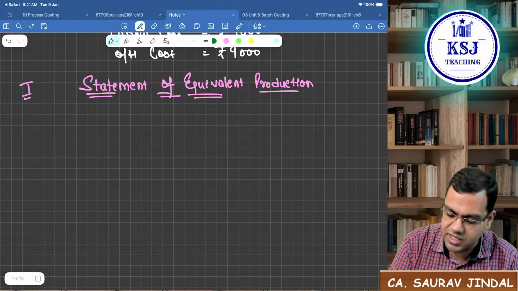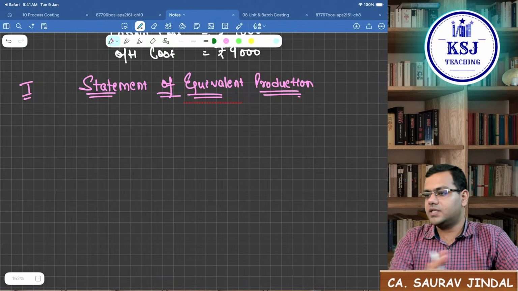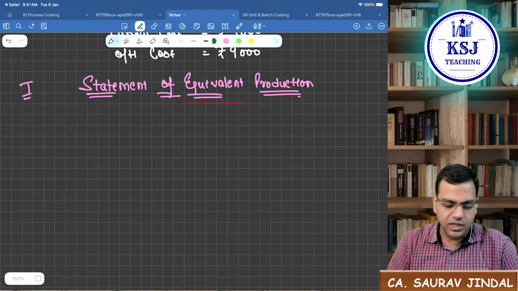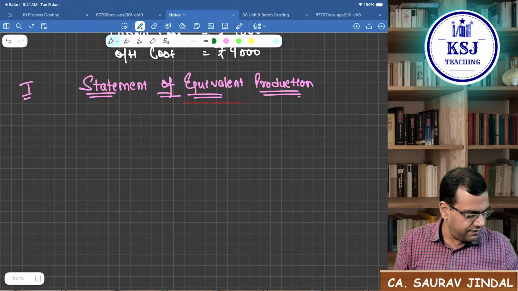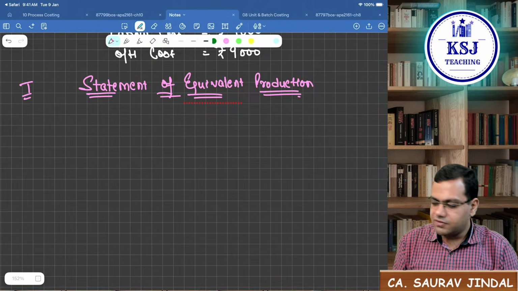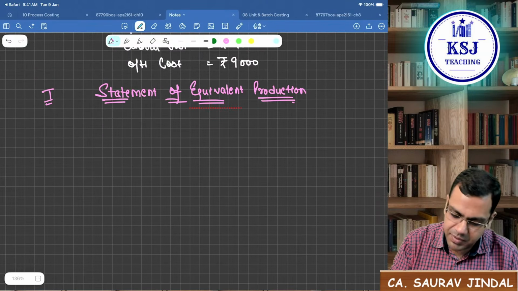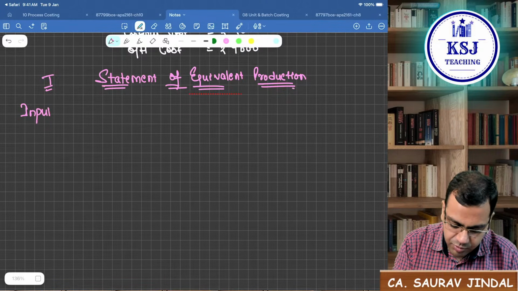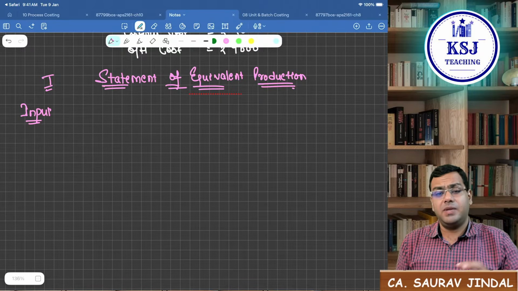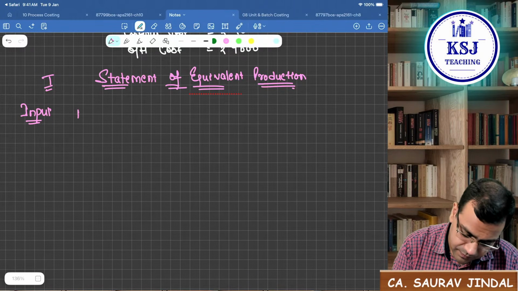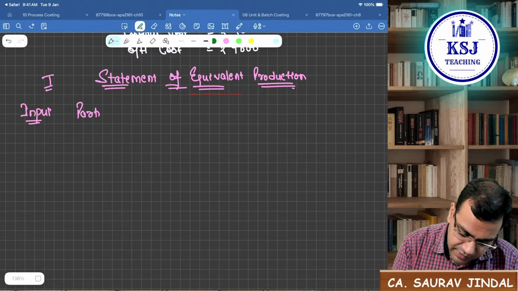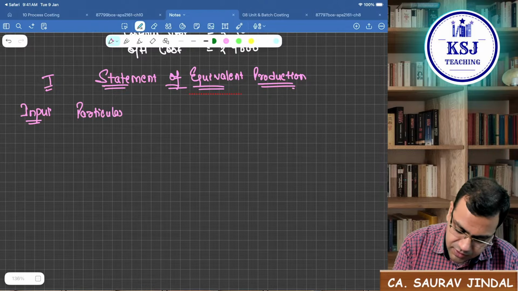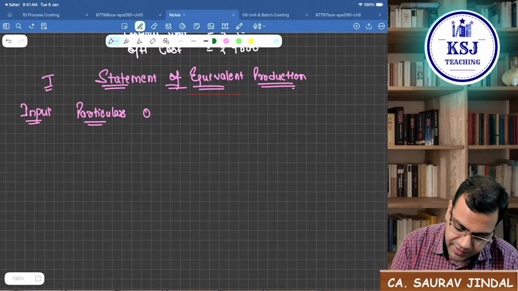Statement of equivalent production. Now, what is there in the statement of equivalent production? Listen to it very, very carefully. What is the format here? The first column that we prepare is input. First we take what is the input, how many units we are inputting. Then it will be particulars. Then it will be output.